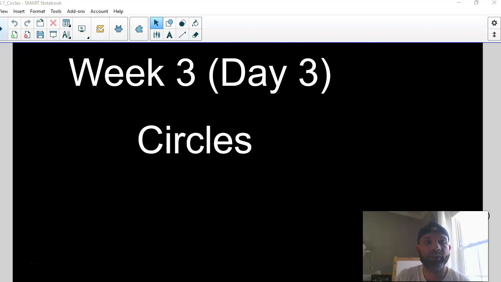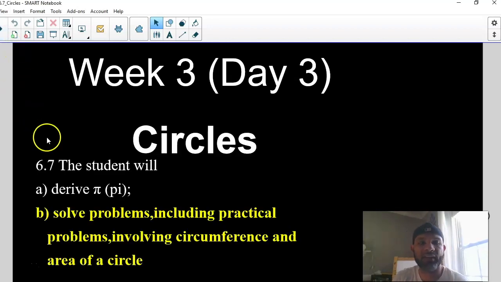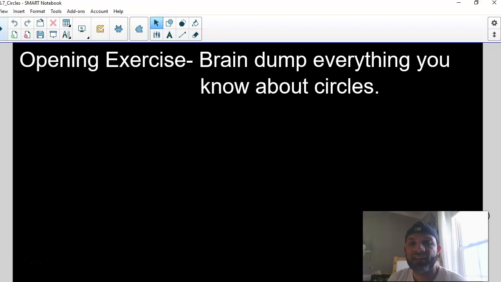So, if you remember yesterday, we derived pi. And we'll talk more about that in a little bit. But today, we're just going to solve problems specifically. We're not going to get into practical problems just yet, but we're going to solve problems. How do we find the circumference and the area of a circle? So to get into all of that, our opening exercise is this.